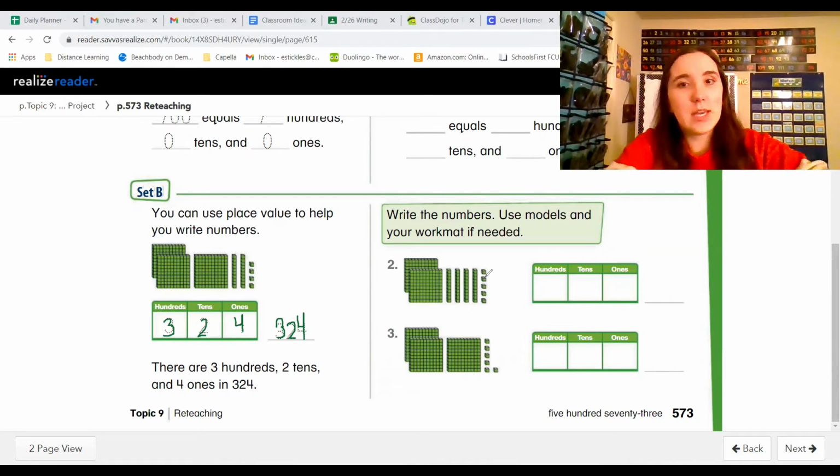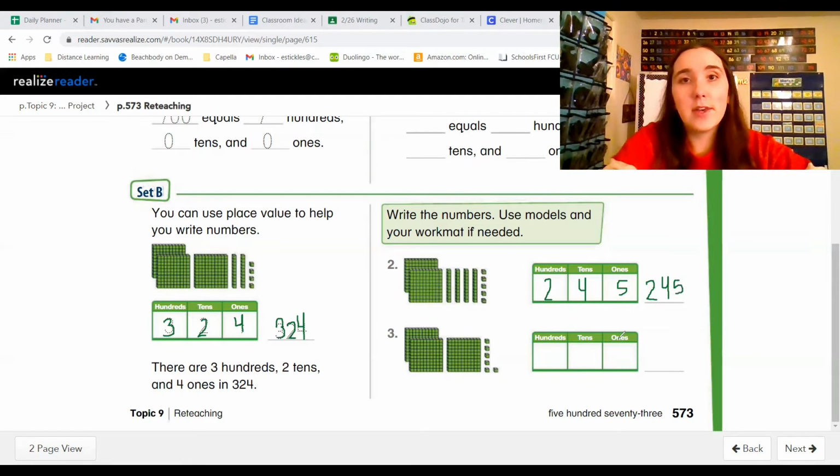Let's look at number 2 together. Let's see, let's plug in our blocks. How many hundreds are there? 1, 2. So there's a 2 in the hundreds place. How many tens are there? 1, 2, 3, 4. So there's a 4 in the tens place. And how many ones cubes are there? 1, 2, 3, 4, 5. So what number did we make? 245. That's our number.